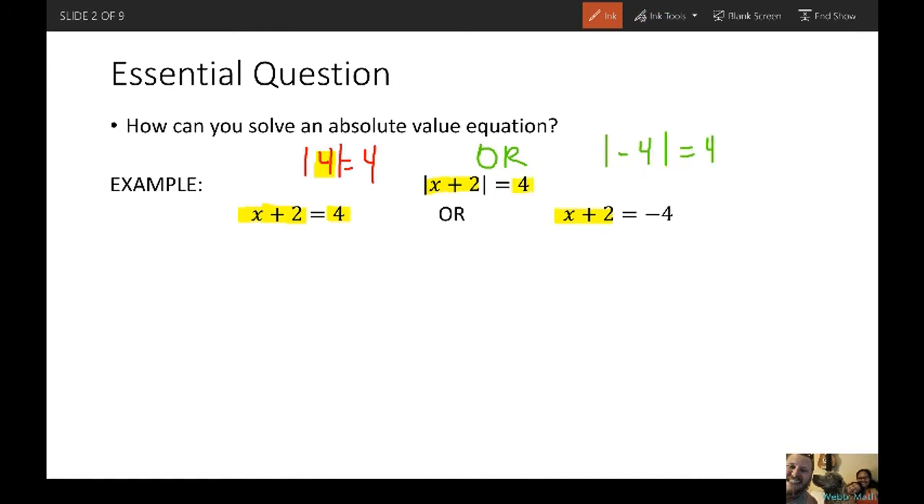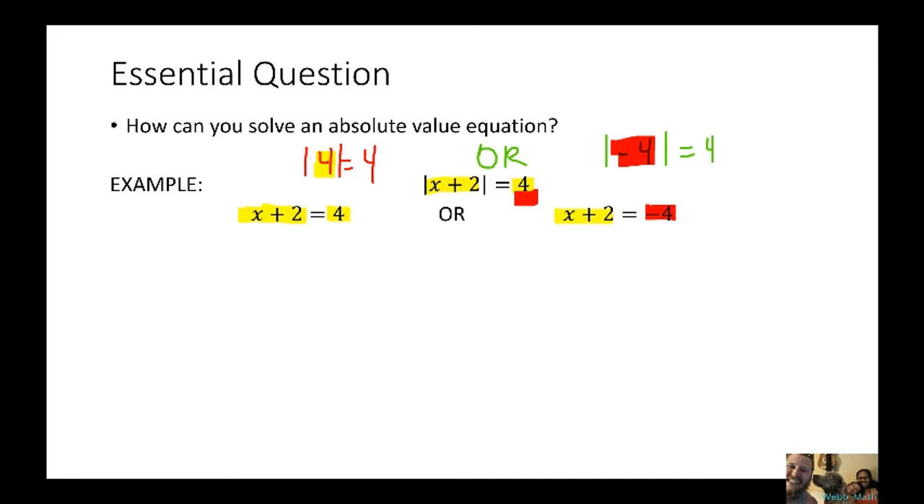But in my other situation, I want to have my absolute value expression equaling the negative 4. And that is because the absolute value of negative 4 will also get me positive 4. So notice how you have two different situations that will get you the same true statement. Therefore, we have two different solutions. Okay? So let's go ahead and solve for x, and I'll further my point.